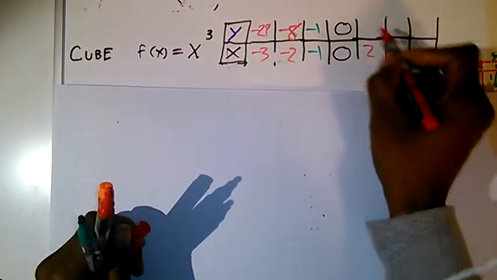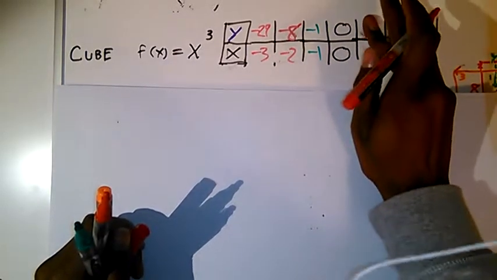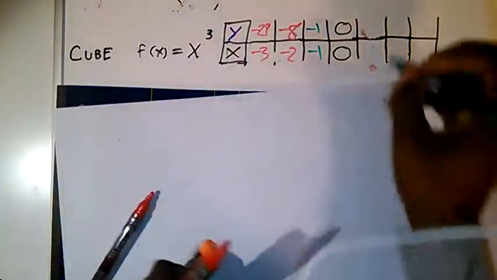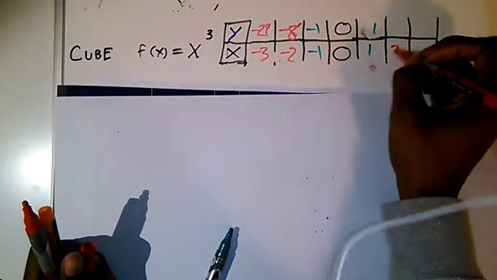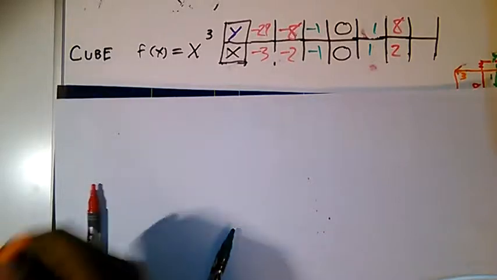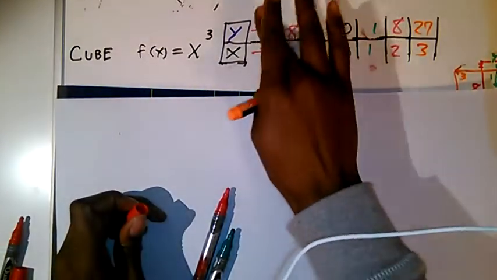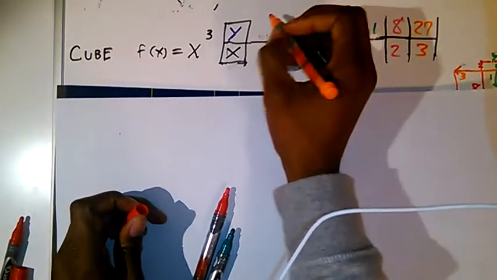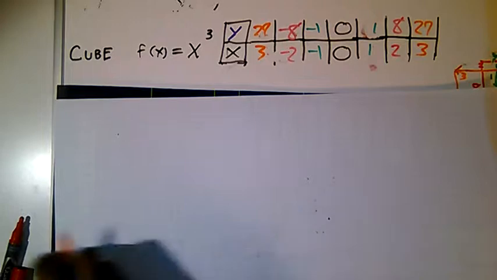Same thing with this one. Make this 1. 1, 1. 2, 8. 3, 27. I like to make the colors match. 3, 27. And look at the pattern.